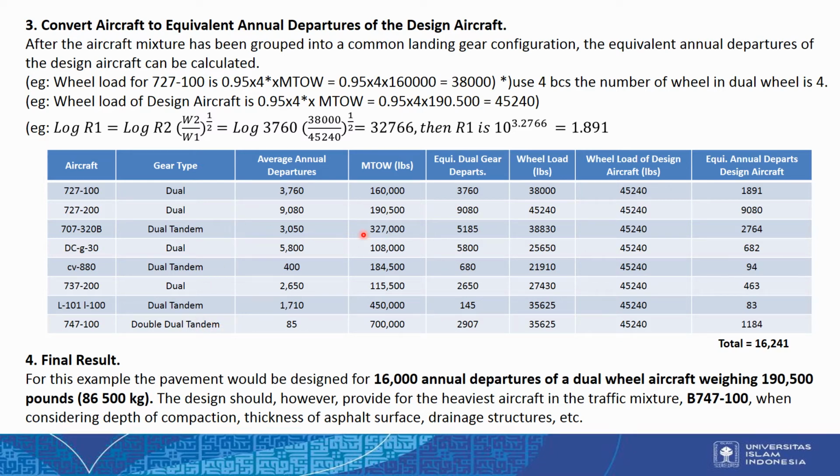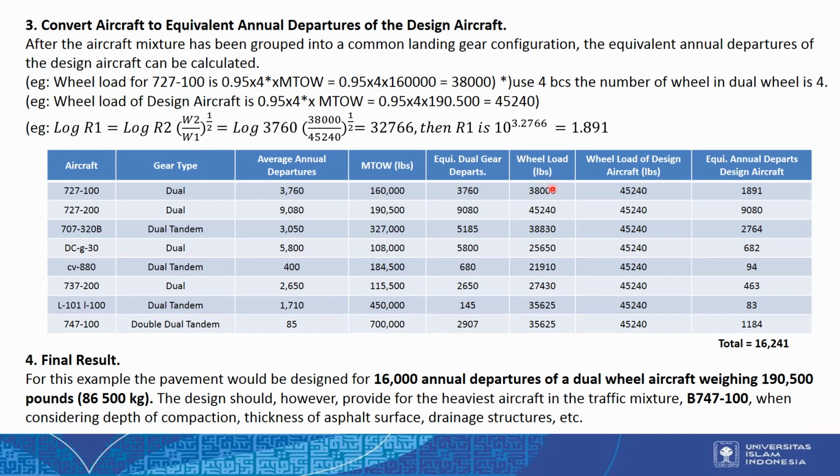So if we want to get the equivalent dual gear departures, we have to multiply the average annual departures here, 3050, multiplied by 1.7, and we will get this. And as for this, we get it from 400 multiplied by 1.7, and so on. The multiplier is based on the gear type. In the slides before, you can see the multipliers from the table.